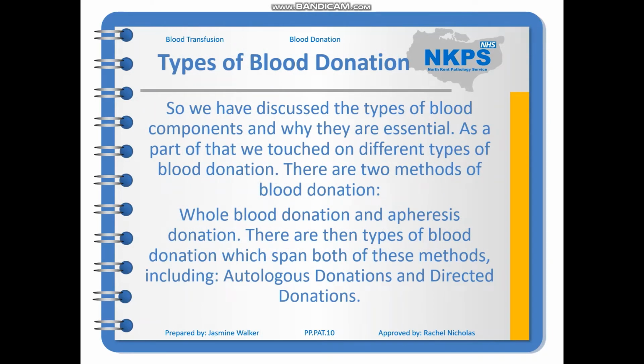So we've discussed the types of blood components and why they are essential. As a part of that, we touched on different types of blood donation. So there are two main methods of blood donation. You've got whole blood donation, and then you've also got apheresis blood donation. And then within these two different methods of blood donation, there are different types of blood donation which span both of them. So you've got autologous donations and directed donations.